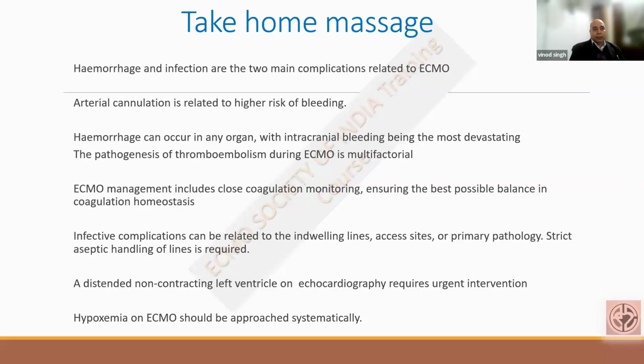Hemorrhage and infections are the two main complications related to ECMO. Arterial cannulation is related to a high risk of bleeding. Hemorrhage can occur in any organ. Intracranial bleeding is the most devastating. ECMO management includes close coagulation monitoring, ensuring the best possible balance in coagulation and hemostasis. Infective complications can be related to the catheter, but mostly they are related to the sickness and critical illness of the patient, and we need strict monitoring and practice of asepsis in each patient.